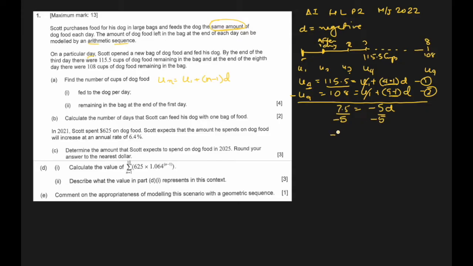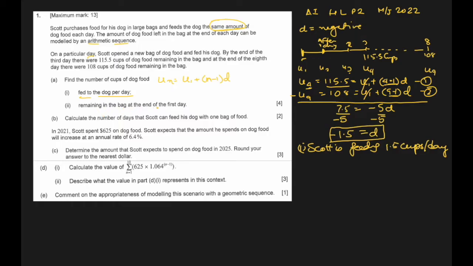So we get negative 1.5 equal to D, the common difference. Every day he's feeding his dog 1.5 cups. And that is what they're asking in the first part. So Scott is feeding 1.5 cups per day.